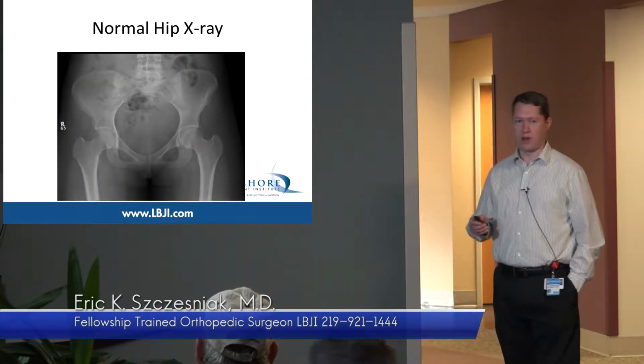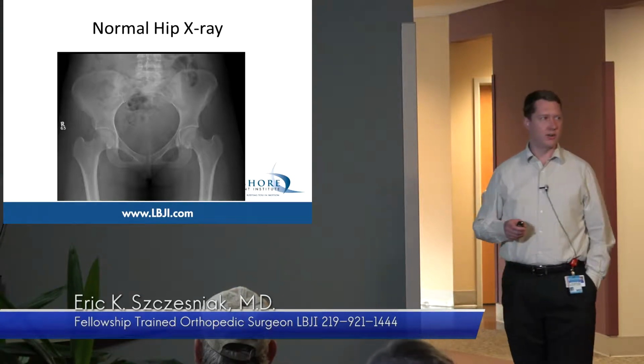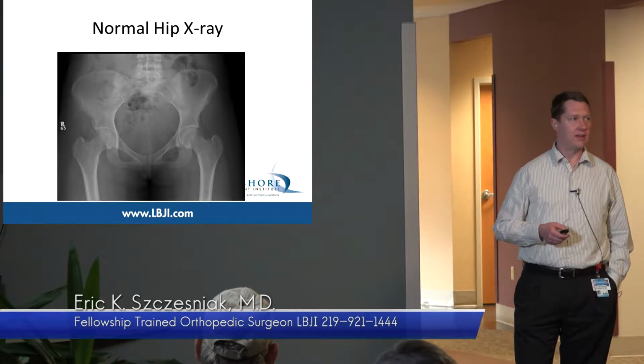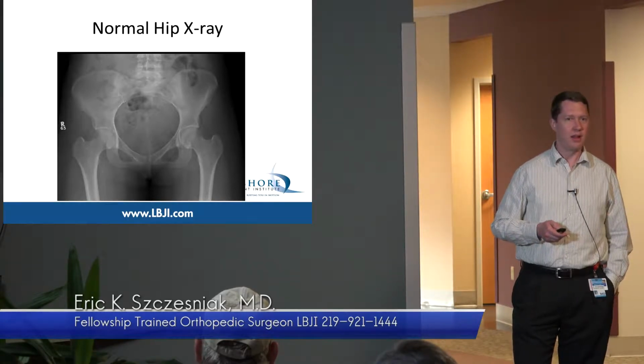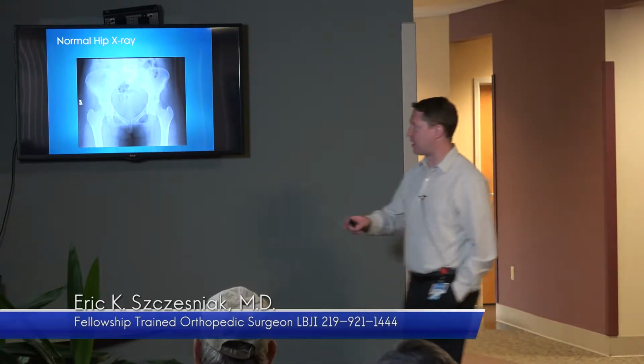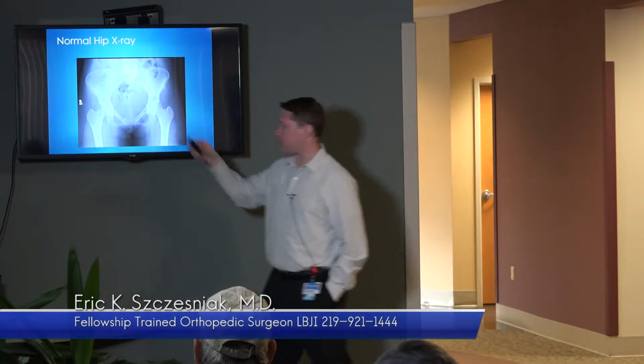Hip x-rays are similar to shoulder x-rays. The hip is a ball and socket joint. I tend to try to make fun of sports doctors a little bit and say that there's a better engineered design in the hip joint because it's a little bit more stable, but the concept is similar. You've got a ball and a socket, and these are the two hip joints on both sides.